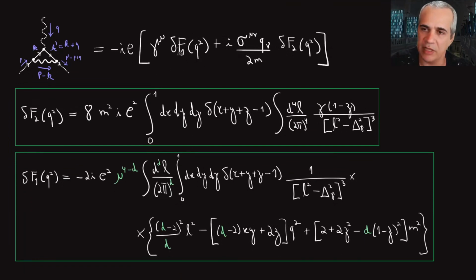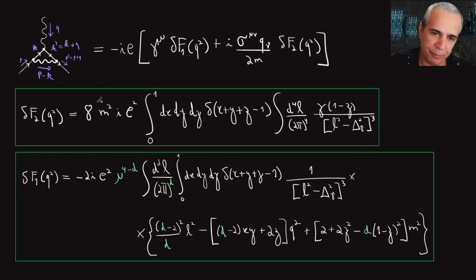Where delta F1 is this loop correction that is proportional to gamma mu, so it's the correction to the F1 form factor, and delta F2 is the part of this loop that is proportional to this structure, and that's the correction to the F2 form factor, which was 0 at tree level. Remember, this guy was present at tree level, but this one was 0.